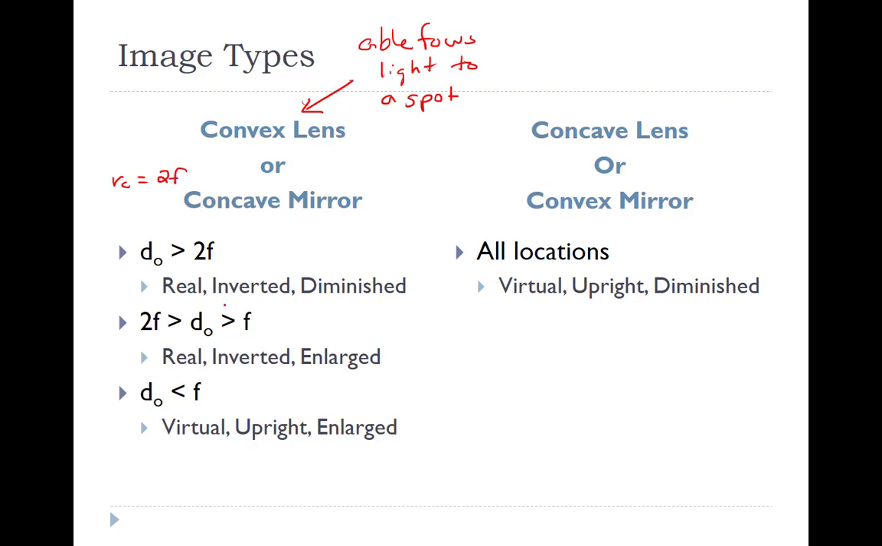So if the object for the convex lens or the concave mirror is out past 2f, the image is real, inverted, and diminished. If the object is between 2f and f, the image is real, inverted, and enlarged. And if the object is between the center of the mirror or lens and the focal point, then the image will be virtual, upright, and enlarged. The concave lens or the convex mirror are only capable of producing one type of image. It will always be virtual, upright, and diminished.